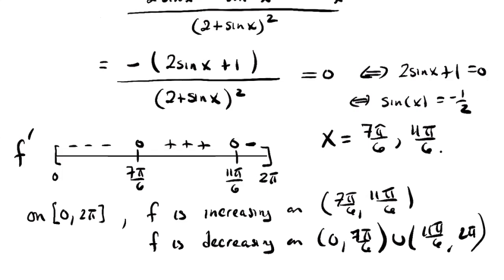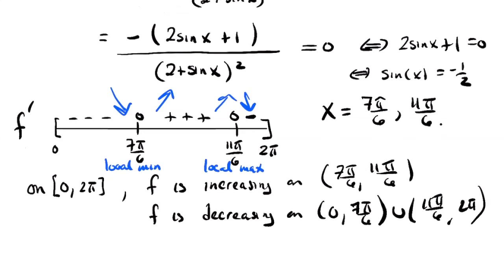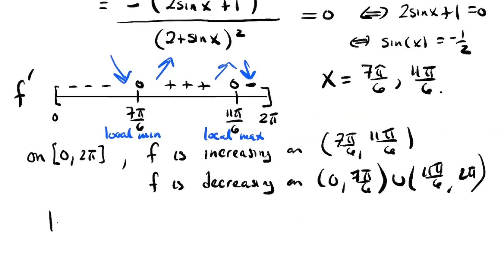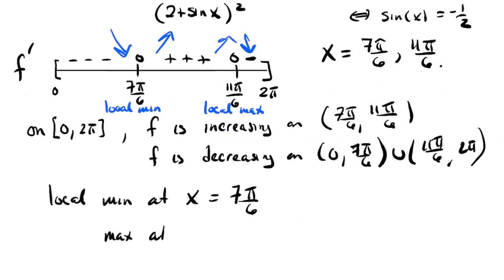All right, good. What about extrema? Should we use some first derivative test right now? This function was decreasing and then increasing. So what kind of extrema do we have at 7 pi over 6? We must have a local min at 7 pi over 6. It was increasing and then decreasing, so we must have a local max at 11 pi over 6. Let's write that down. So we've got a local minimum at x equals 7 pi over 6. We've got a local maximum at x equals 11 pi over 6.